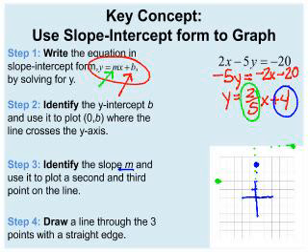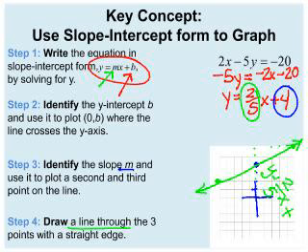I now have 3 points, and the last thing I need to do is to draw a line through those 3 points. Again, you should be using a straight edge to do this, and I'm trying my best. I kind of missed that last point, but that should be pretty good. So this is my line, y equals 2/5 x plus 4.